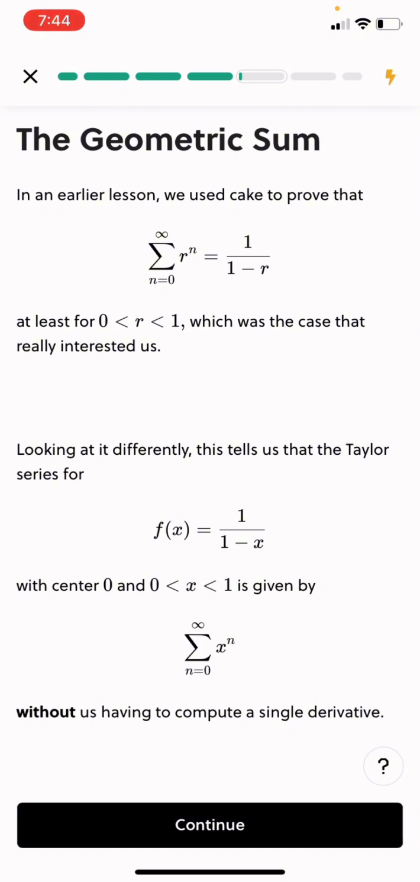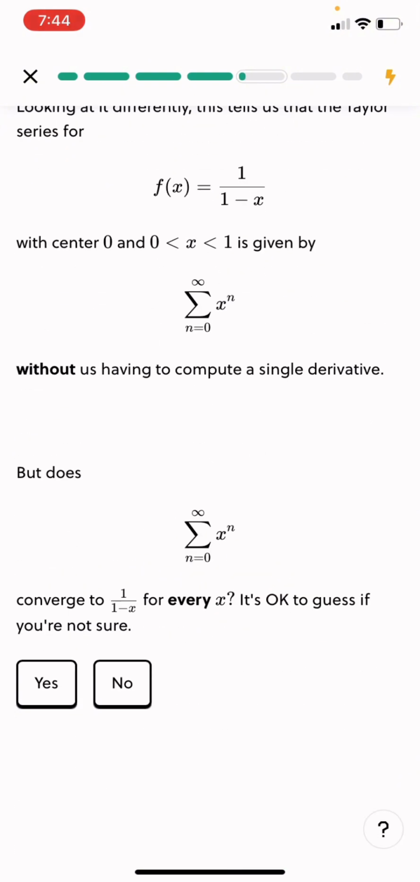So this is the next part about the geometric sum, which does still relate to the Taylor series. Looking at it differently, this tells us that the Taylor series for f(x) = 1/(1 - x), centered at 0, with x between -1 and 1, is given by the infinite sum over n = 0 of x^n, without us having to compute a single derivative.